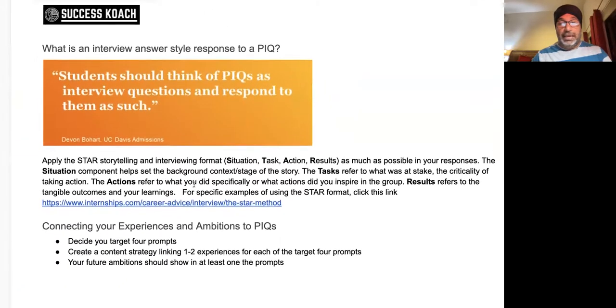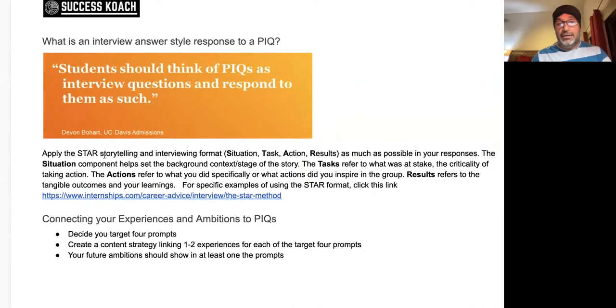Now, I've told every one of you how to apply the STAR storytelling and interviewing format: the situation, task, action, and results. That's the format you will use to set the stage for most examples. You obviously set the stage with your answer, what you want to say, what the theme is going to be, but when you set the example, you are expected to give examples. Don't just leave it theoretical. Just get down to the point very quickly. Okay.